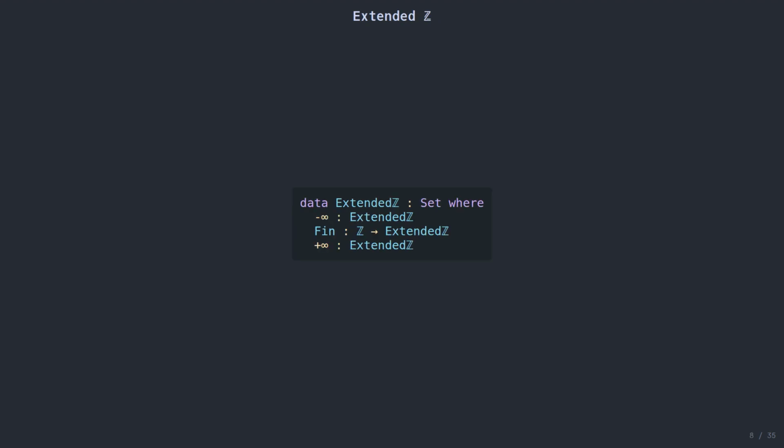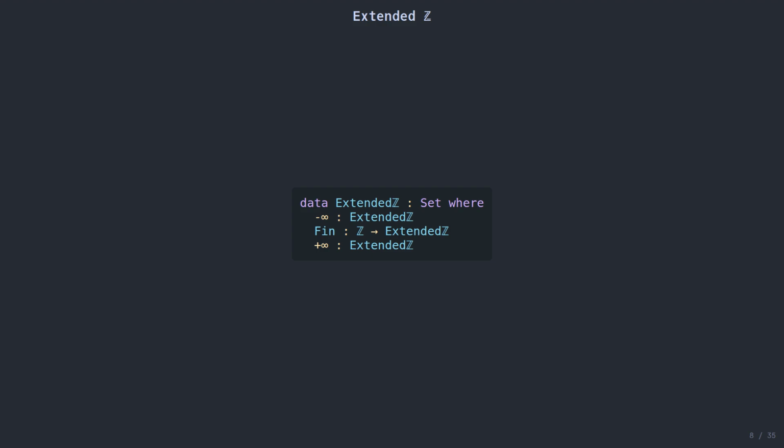To work with positive and negative infinity in Agda, we introduce a small custom data type. On the screen, we see a type with three constructors. One for negative infinity, one for positive infinity, and one called fin, which wraps an ordinary integer to represent all finite values. This gives us a simple and precise way to extend the integers with the two infinities we need.